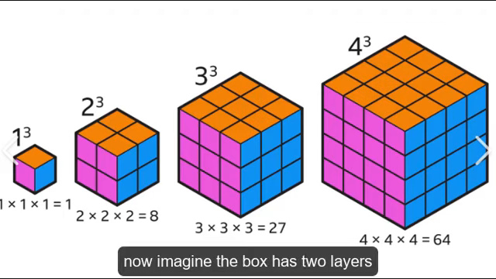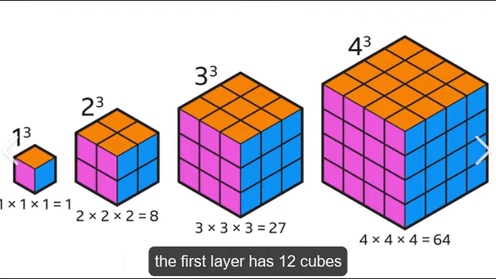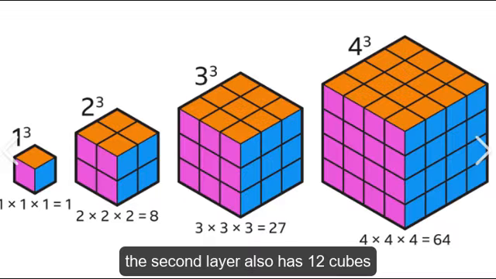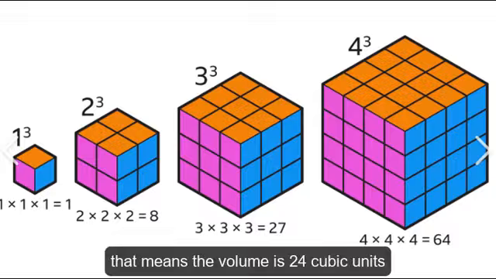Now, imagine the box has 2 layers. The first layer has 12 cubes. The second layer also has 12 cubes. So altogether, the box has 24 cubes. That means the volume is 24 cubic units.